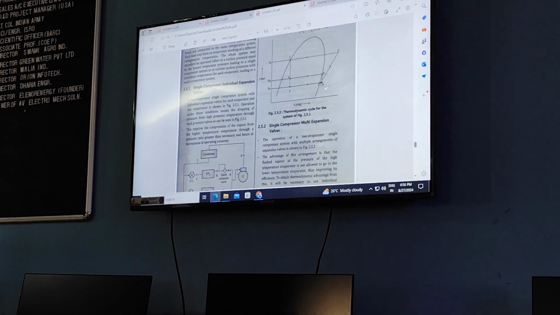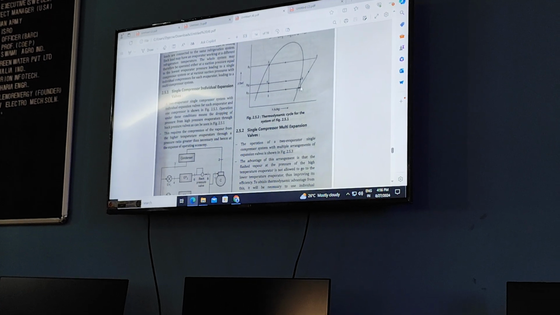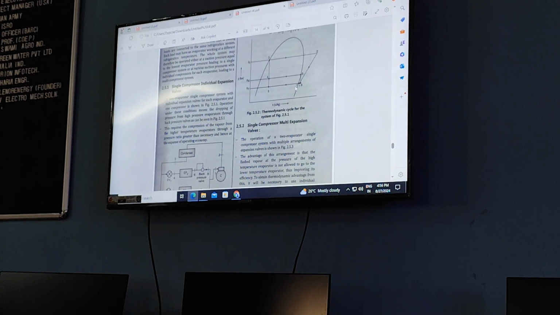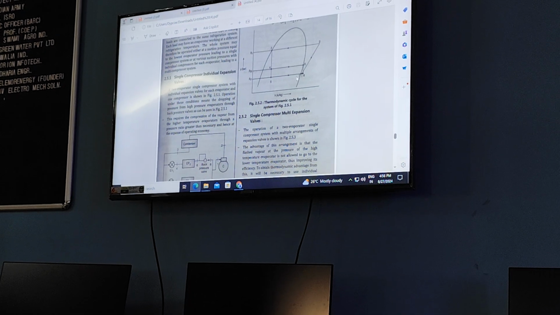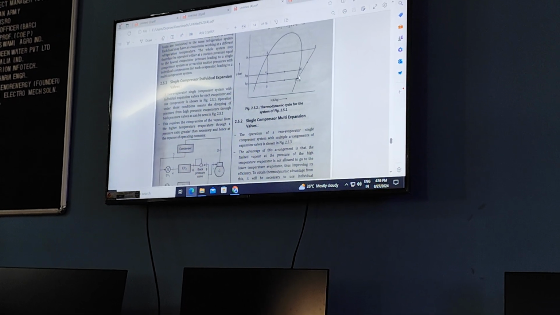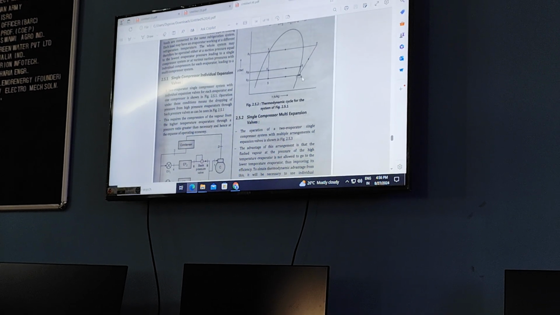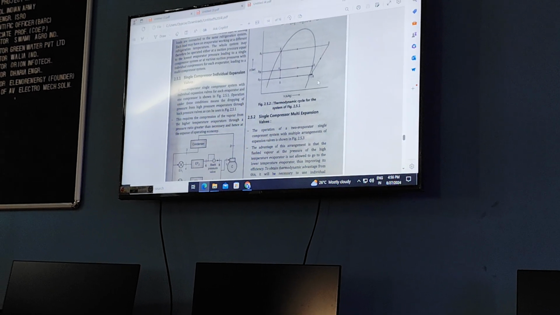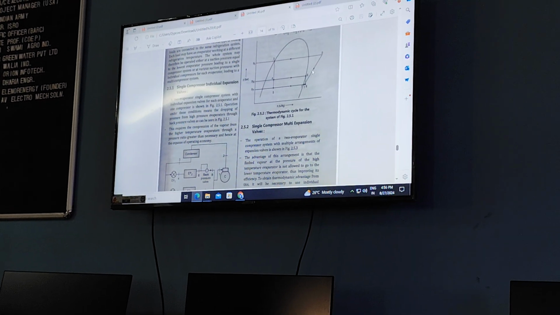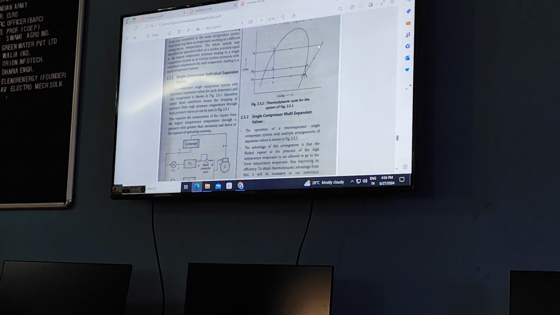Right? Average means what? The average of 7 and the average of 8. The energy at 7 is M1 into H7. Here it is M2 into H8, divided by M1 plus M2. As simple as it is. Right? That is H1. And H2 can be calculated from the pH chart.